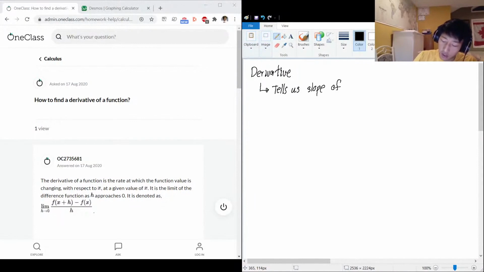slope of tangent line at a point. Now, what is a tangent line?